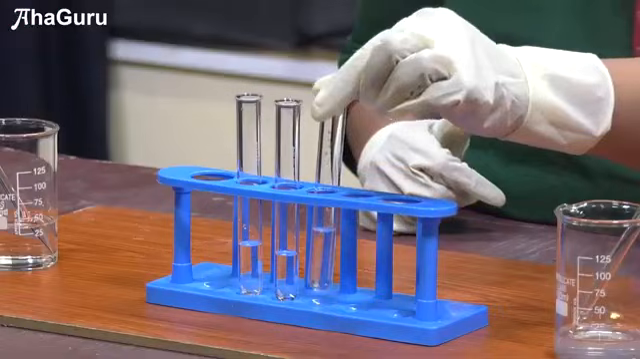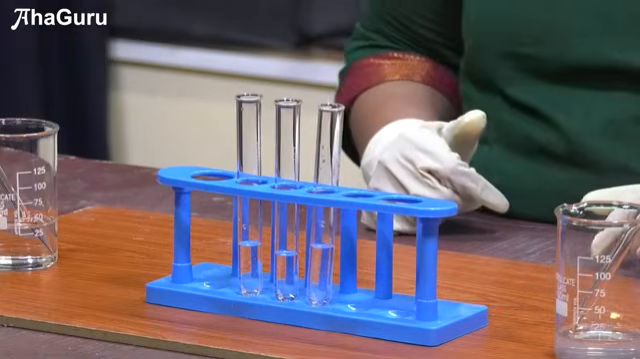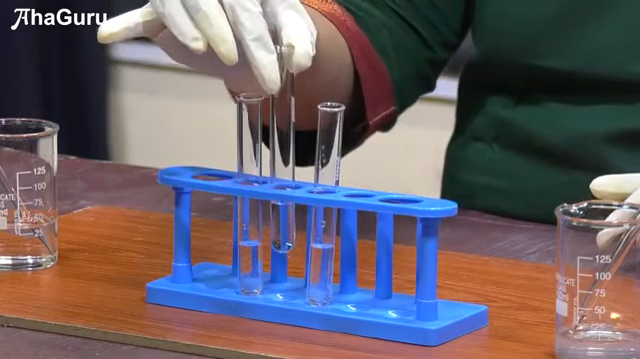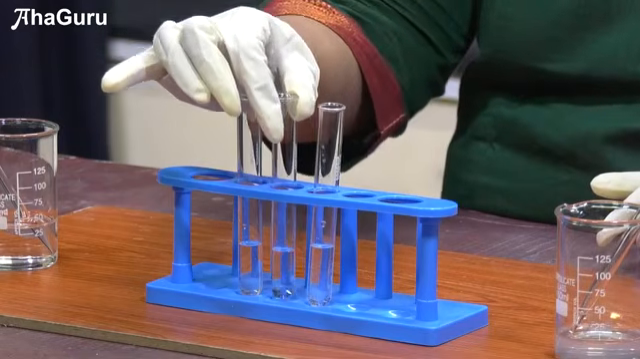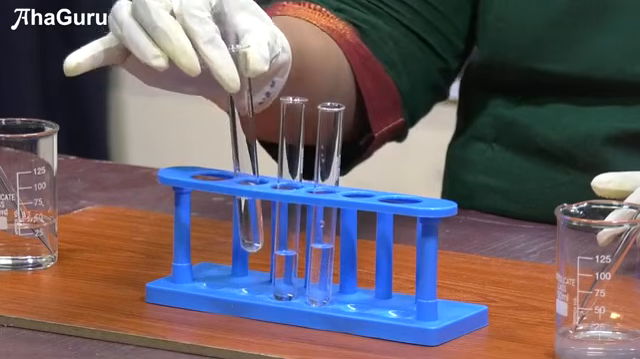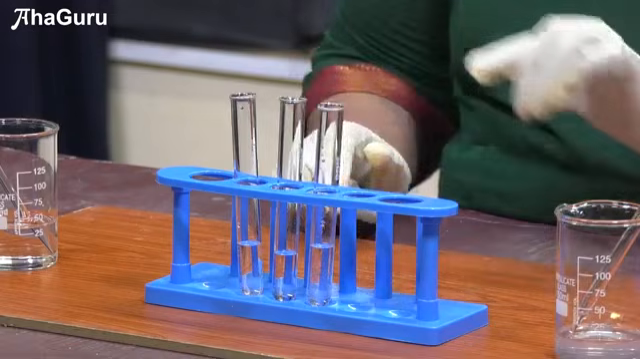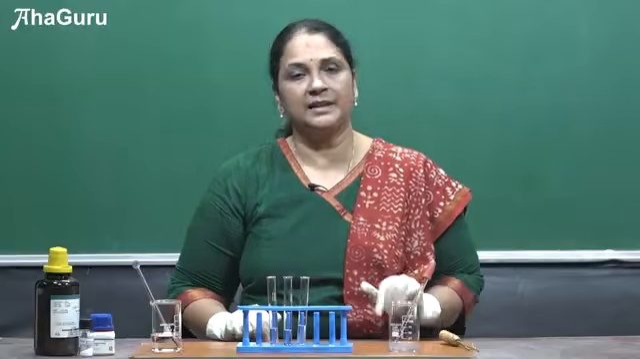The first test tube contains sodium chloride. The second one is in the form of an organic compound, tertiary butyl ammonium bromide, and the last one is potassium iodide. So the first test tube has chloride, the second one bromide, and the last one is iodide. Now let us see the test.